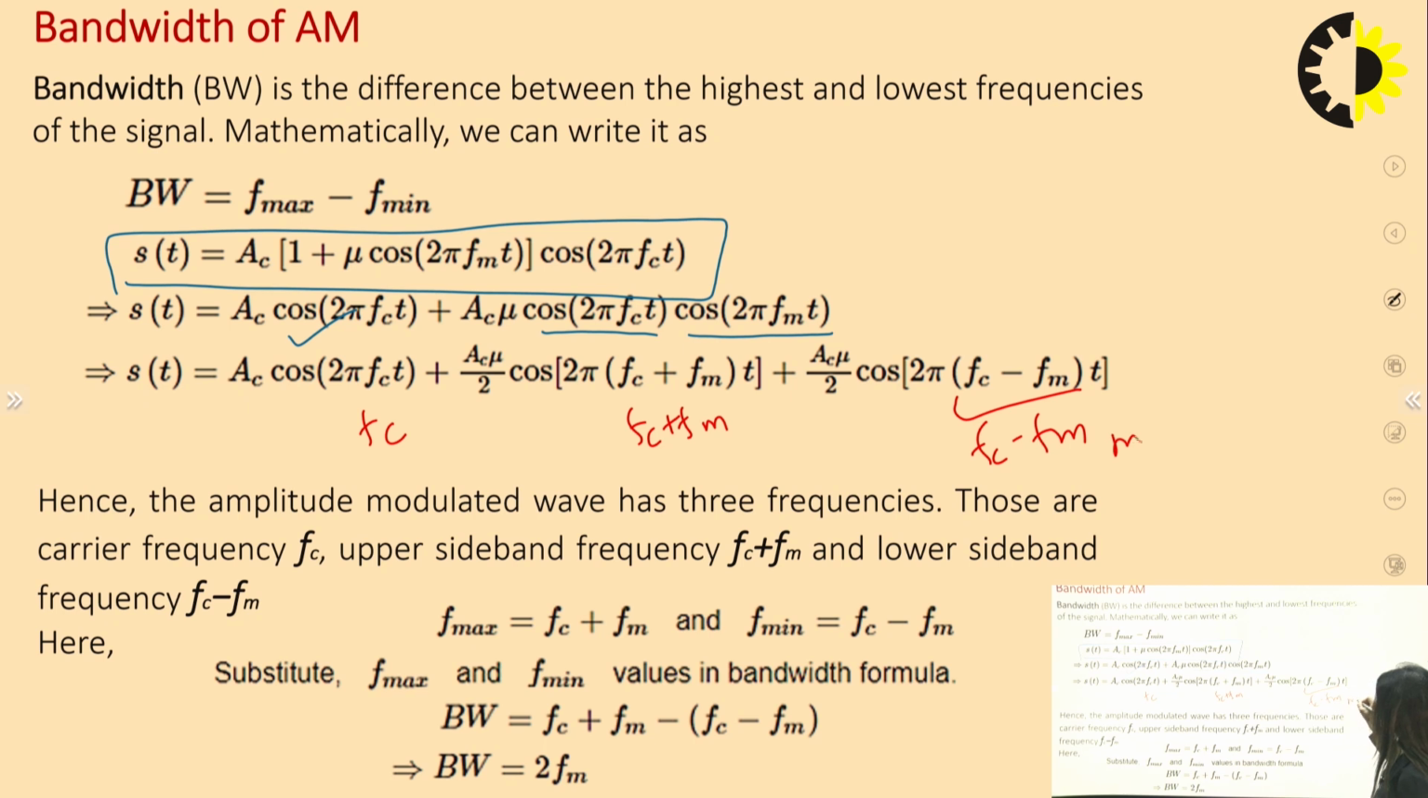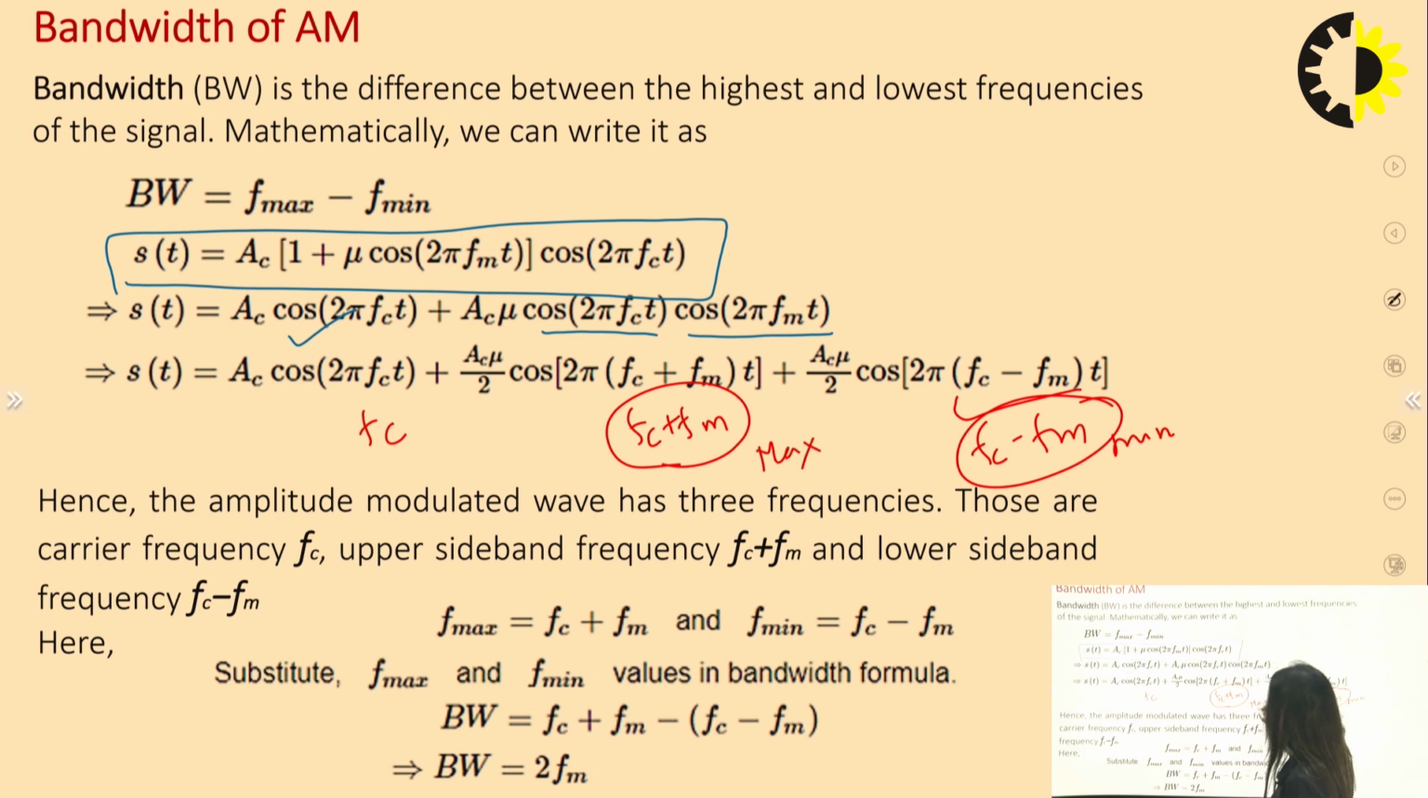So this is the minimum. This particular frequency component is the minimum and this particular frequency component is the maximum. If we want to calculate the bandwidth, then we will use the formula F maximum minus F minimum, that would be FC plus FM minus FC minus FM, and we get bandwidth equal to twice FM. So bandwidth is equal to twice of FM.